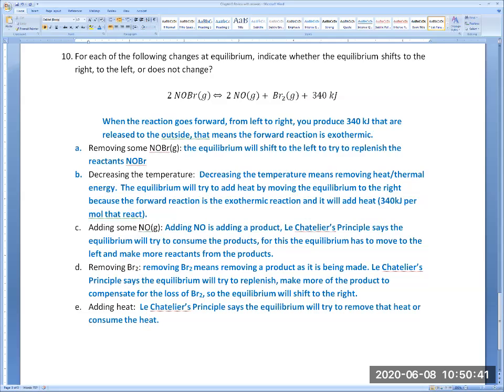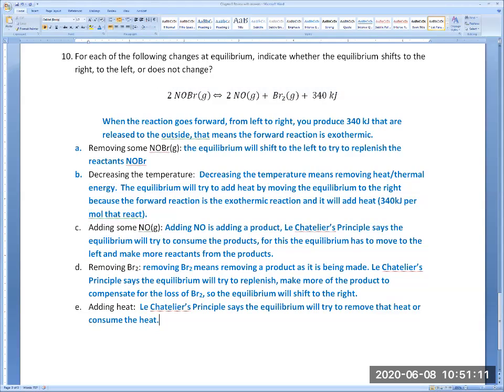So how can we consume and remove the heat? Which way should we go so that we use the heat that is added? So tell me. Right? To use the heat, you need to go in the direction that will use the heat. And here it's going to the left.